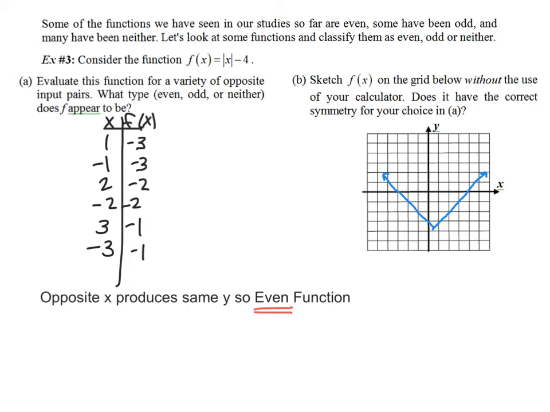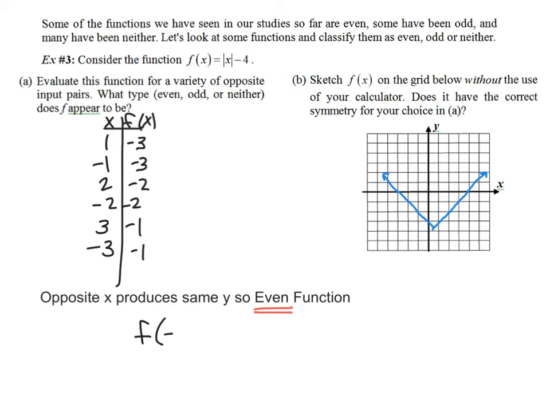For part B, when I do the graph without using my calculator, I know that the absolute value graph is a V-graph, and because it's been shifted down 4 units, it should look like what I have graphed right here. Because this graph has symmetry with respect to the y-axis, that also leads me to believe that this is an even function.